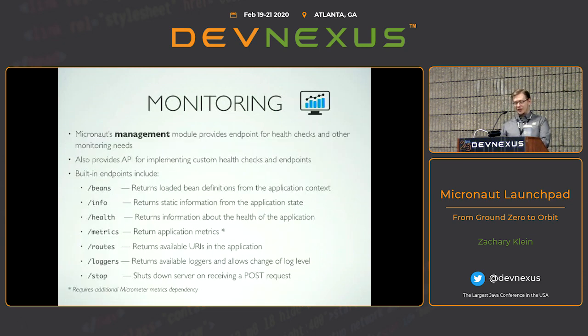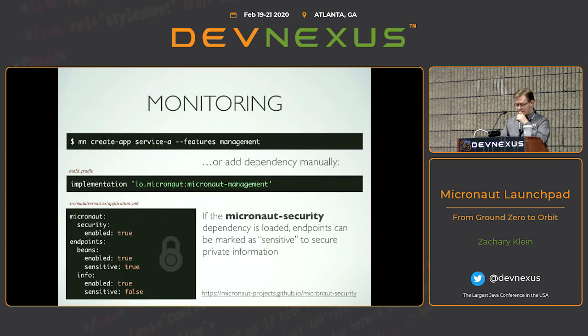And of course, to use things like metrics, you will have to have a metrics library. And so the one that we recommend most often, because we have good integration, is micrometer. So you can return application health and metrics that way. Again, CLI feature is a simple way to add it to your new application, or you can add the dependency yourself. One thing to note is that if you're using the security library, then endpoints are secure by default. So you have to be authenticated in order to access them.